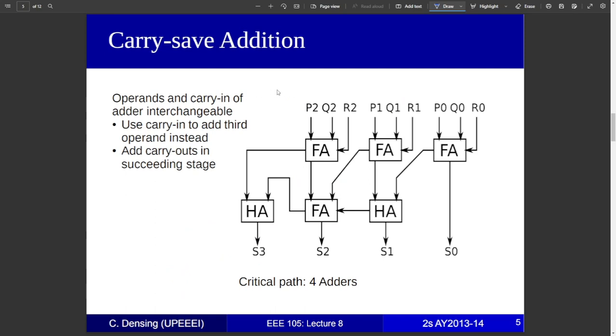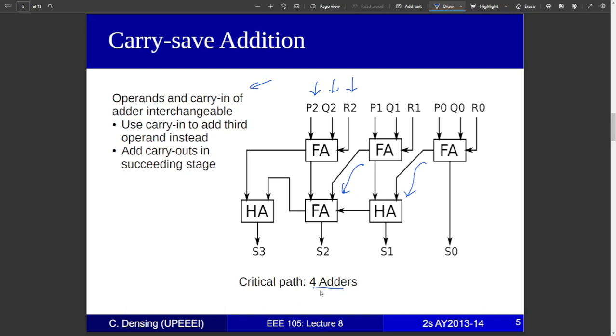So we can think of the carry in of a full adder as actually an extra operand. What you have now is you add P, Q, and R all in the same first layer. And then the carries from the first layer are passed to the second layer instead. So you can see here, it's basically the equivalent operation.